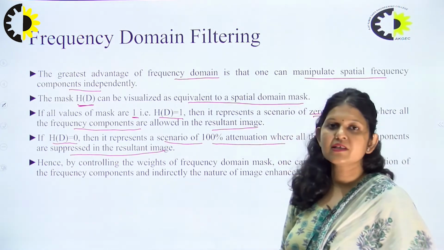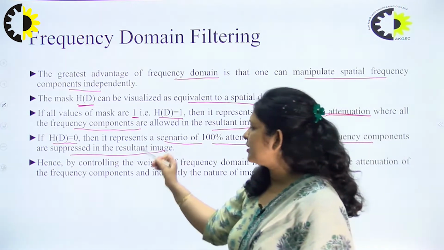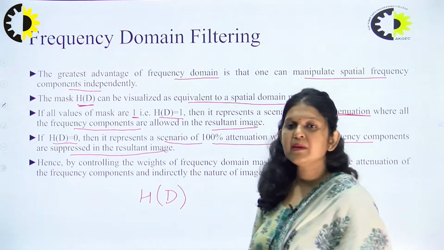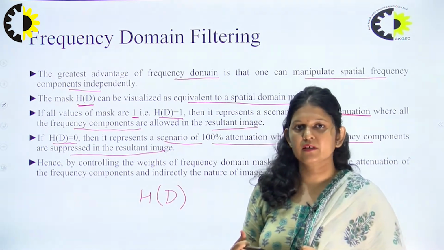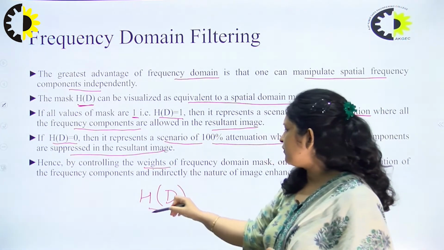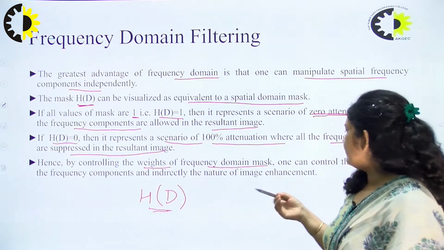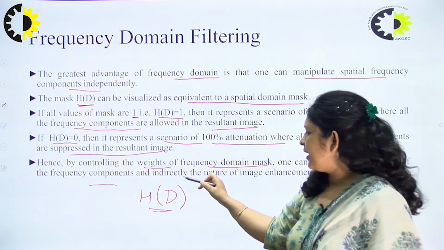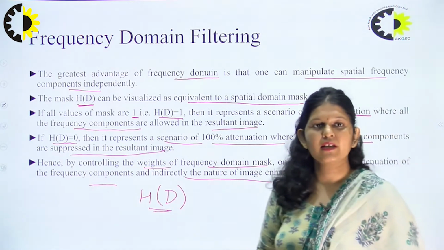Now what we just need to do is control this H of D, and remember it takes values from 0 to 1. Depending upon this value, the weight, that is, the value of this frequency domain mask H of D, one can control the attenuation of the frequency components and indirectly the nature of the image enhancement.